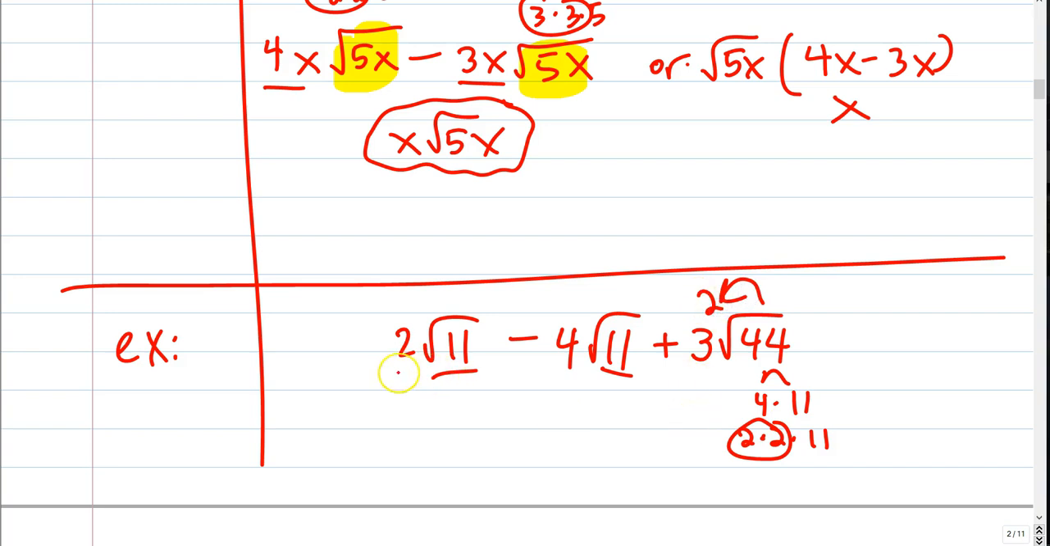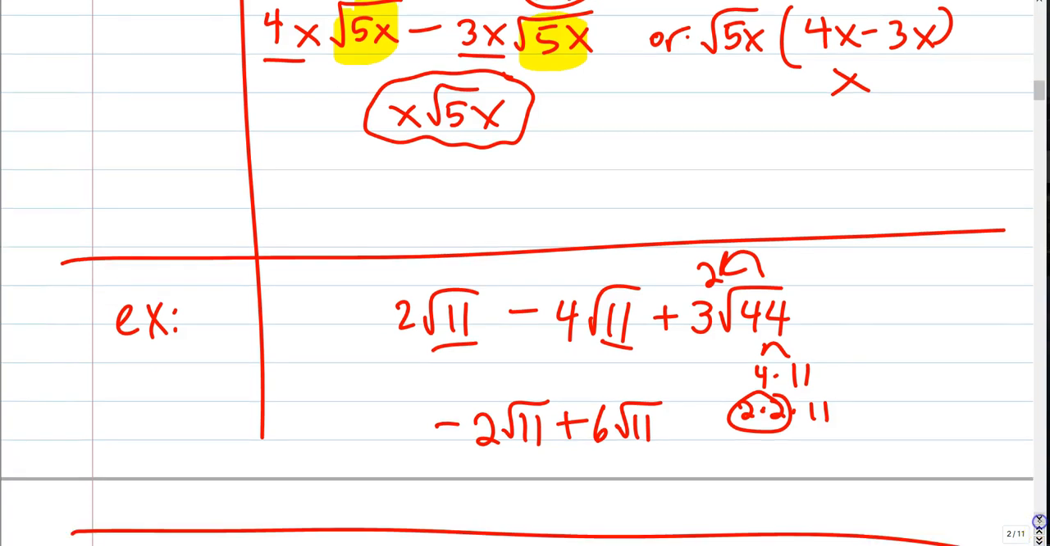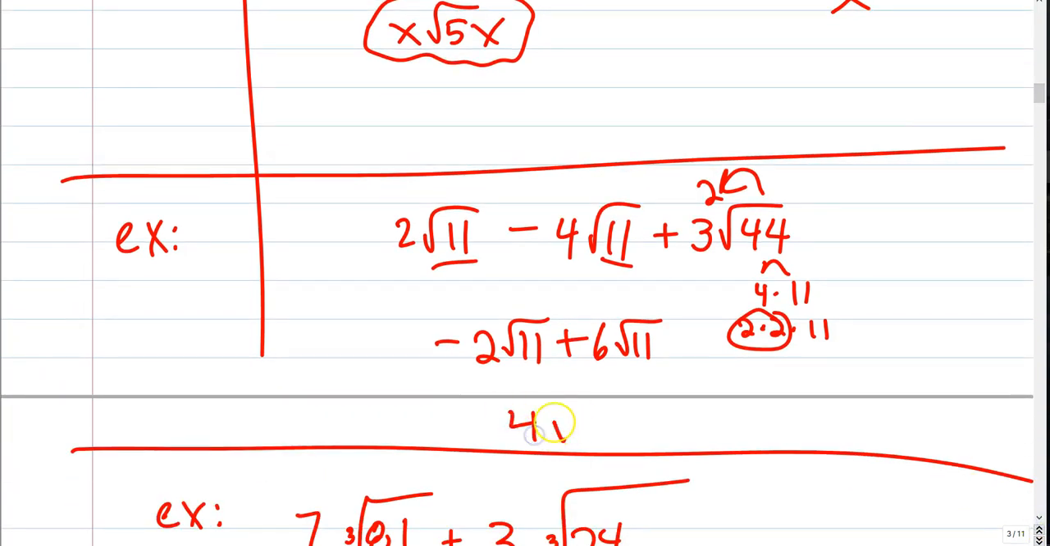So really, let's see. 2 minus 4 would be negative 2 square root of 11. And this becomes plus 3 times 2, which is 6 square root of 11. Negative 2 plus 6, how about 4 square root of 11? Okay.